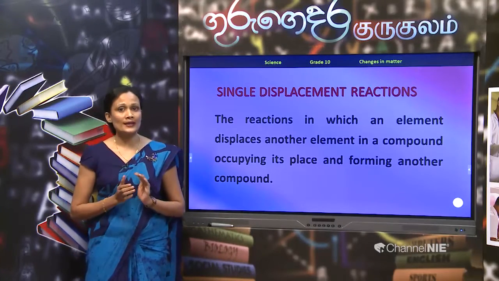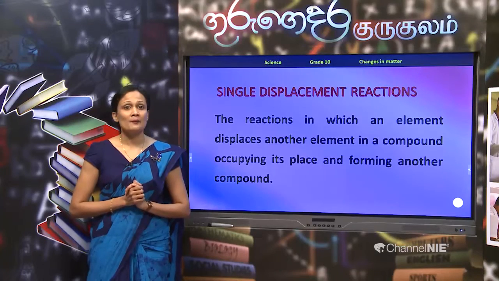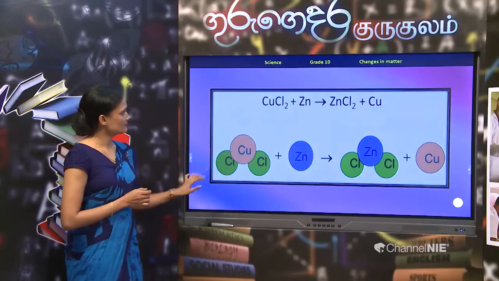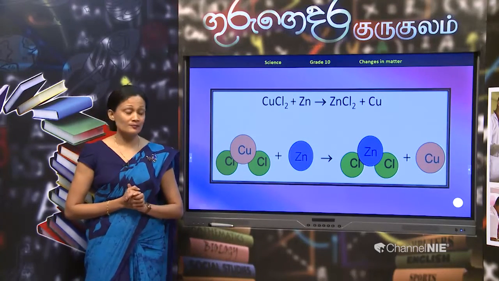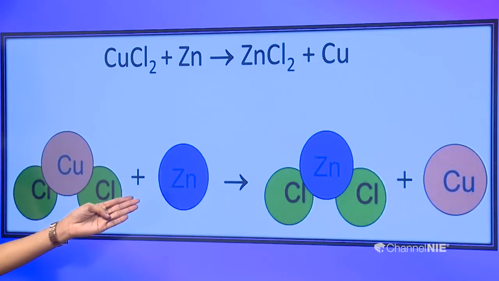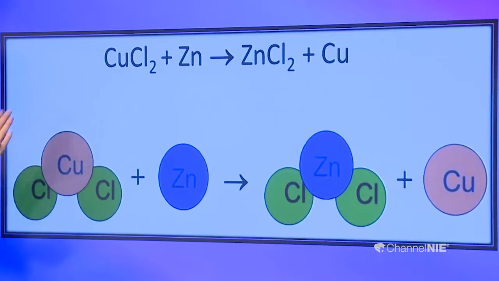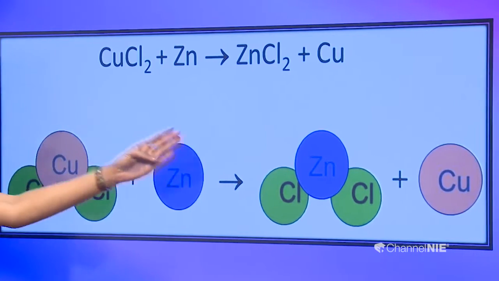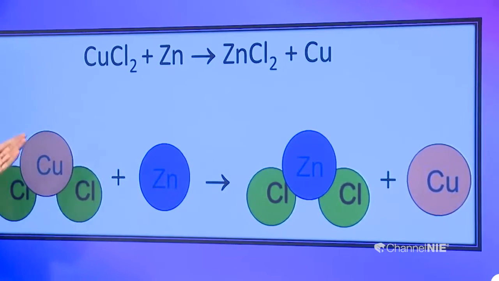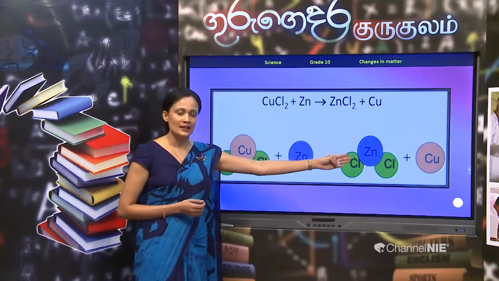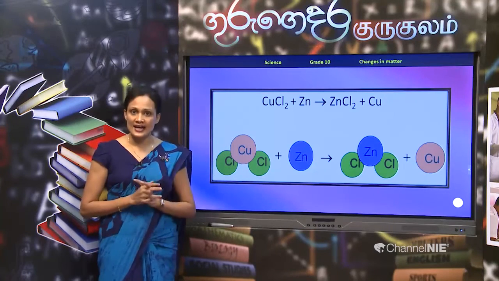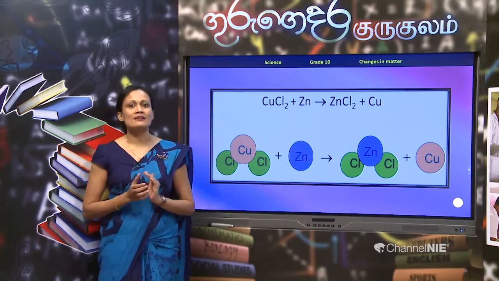We can take the reaction between magnesium and copper sulfate as one example for a single displacement reaction. Now I am going to explain this by using another example. Look at this one. Zinc reacts with copper chloride. What happens? Zinc takes the place of copper and forms zinc chloride and displaces the copper. That's why we can take this reaction as a single displacement reaction.